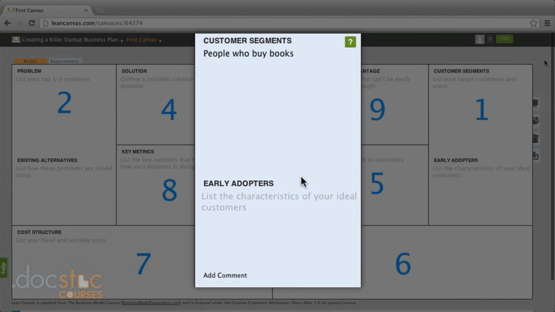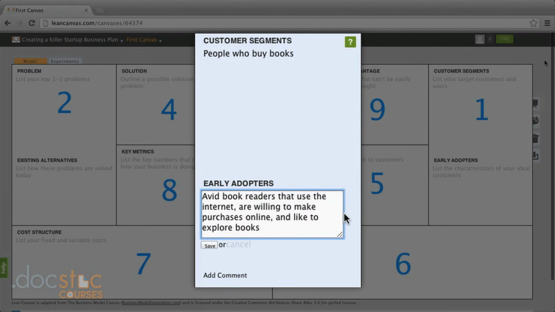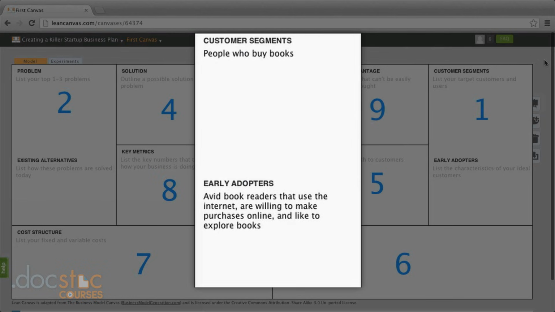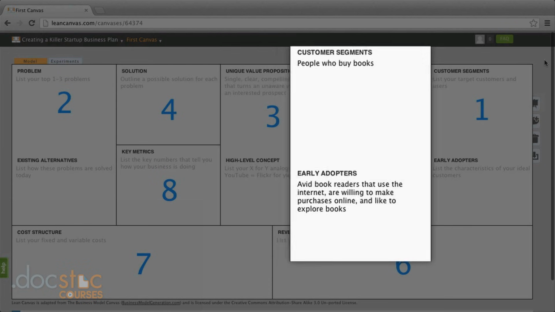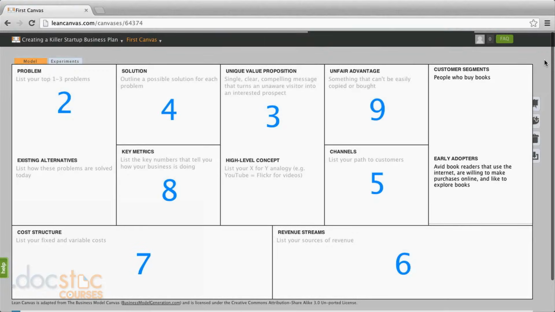So Amazon, in this case, was avid book readers, so those who are reading maybe several a month, that already use the internet, are willing to make purchases online, which was a big hurdle back in '94. It was a big hurdle even in 2000, people purchasing online. And I think an important early adopter component is that they like to explore books, right? Because one of the advantages Amazon brought is this almost unlimited supply of books.